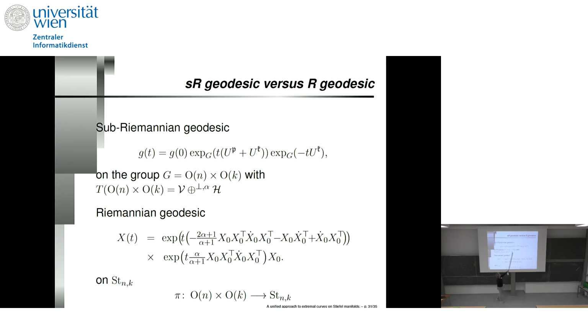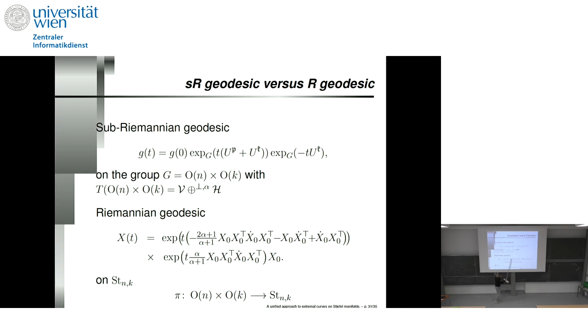What is written here? U_P, U_T is just the initial vector written as a projection to the P, horizontal, and the T part. So this is just the initial vector. And what is written here is just a group exponential. And since the metric is bi-invariant, according to the Milnor result, this group geodesic will be exactly a Riemannian geodesic, or even a pseudo-Riemannian geodesic. So it's just a Riemannian geodesic here.